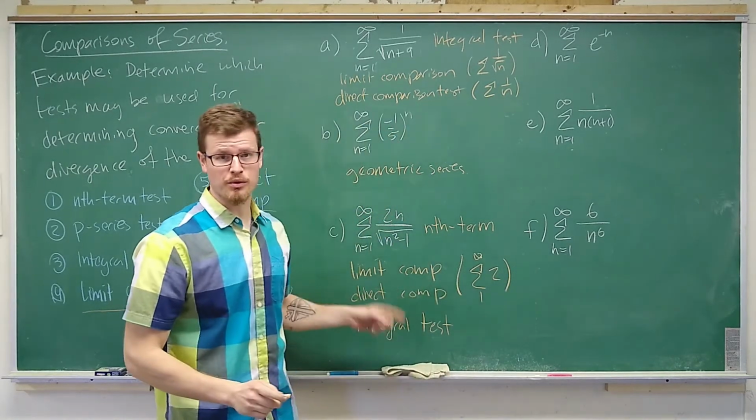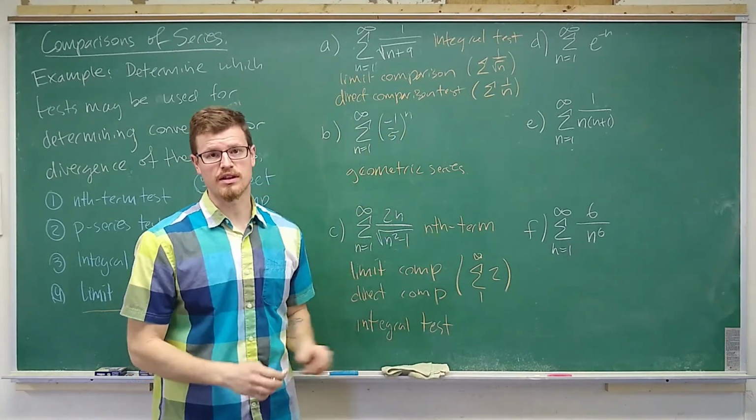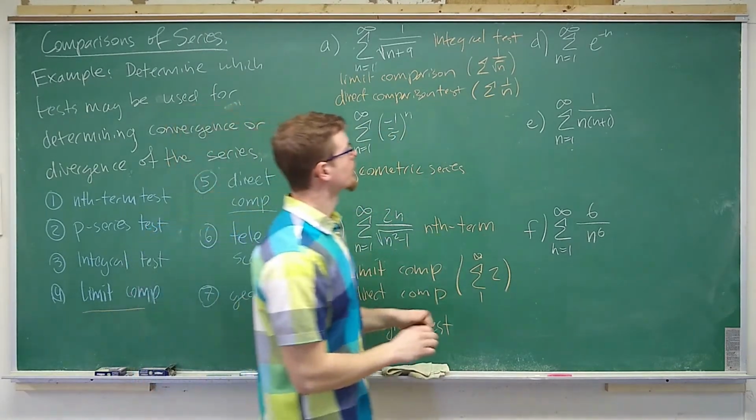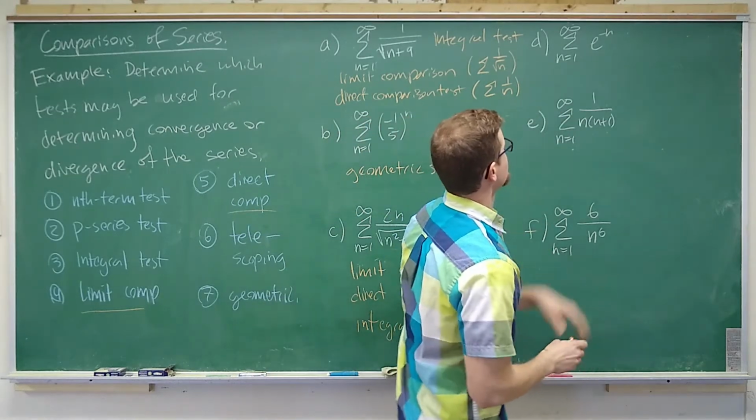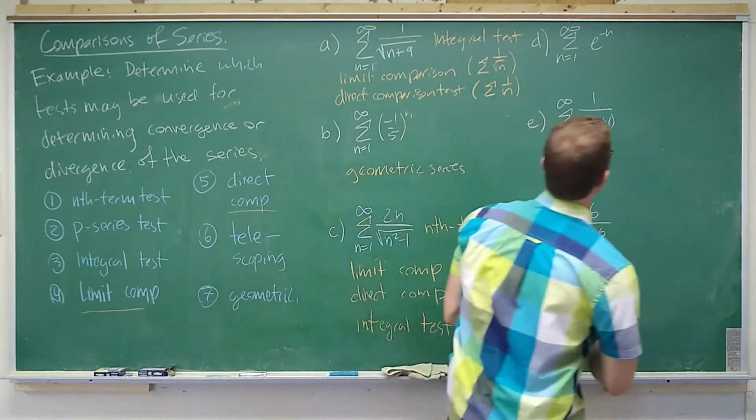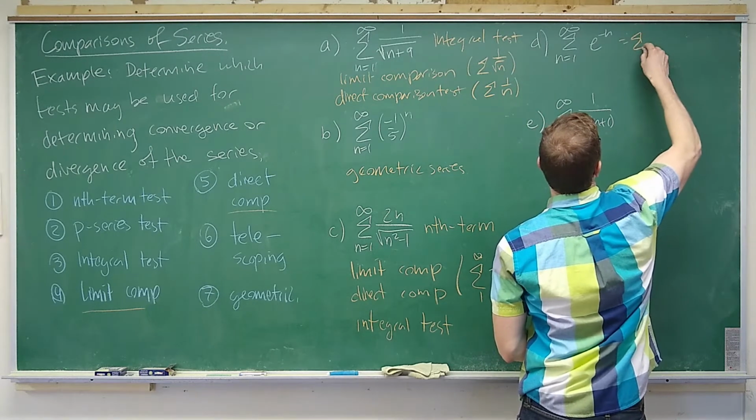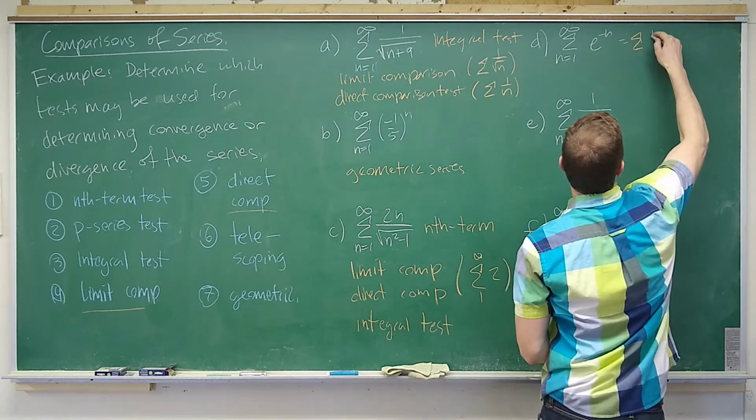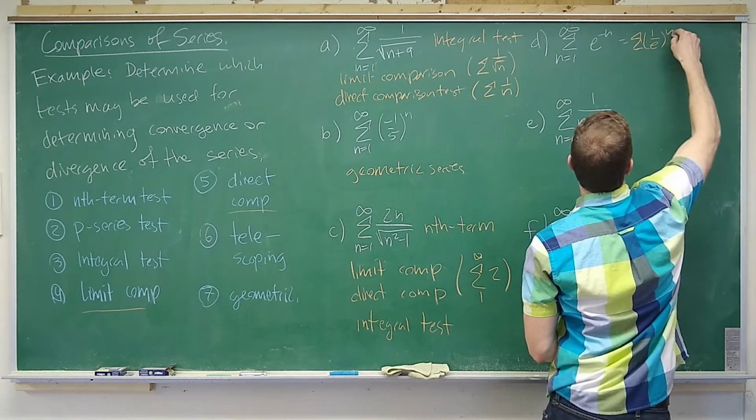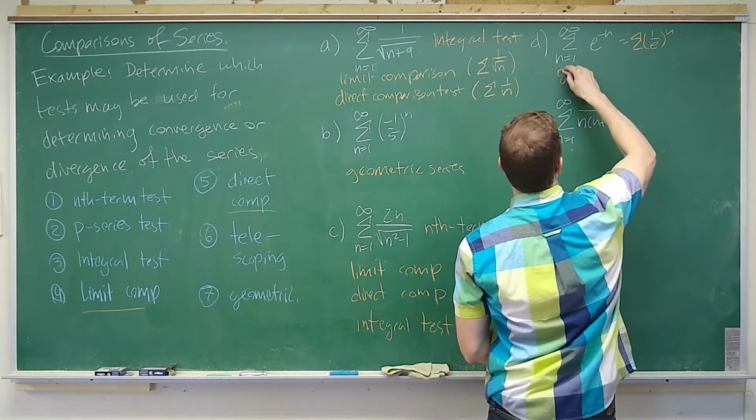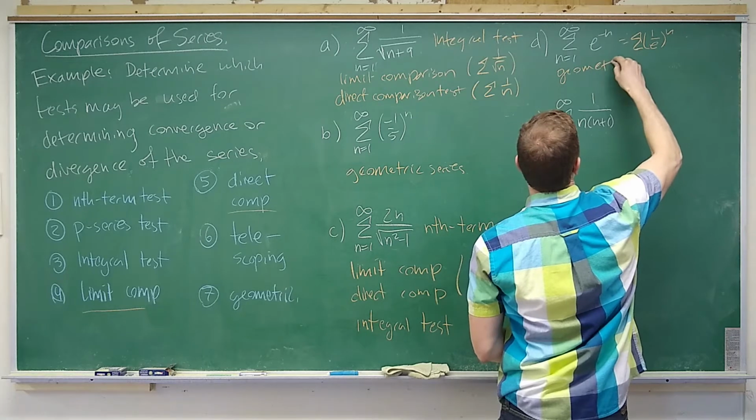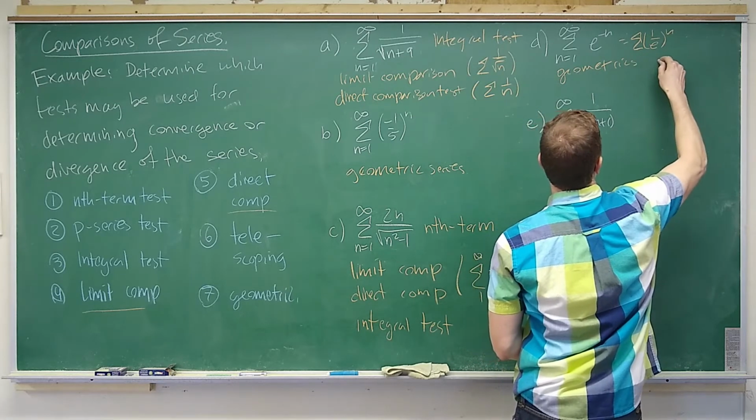But each of these would require a bit more work than just observing that the nth term is non-zero. All right, for our next example, we again have something that is a geometric series. Notice that this is the sum of 1 over e to the n. So we could simply say a geometric series and be done with it.